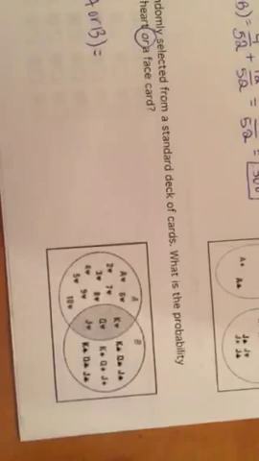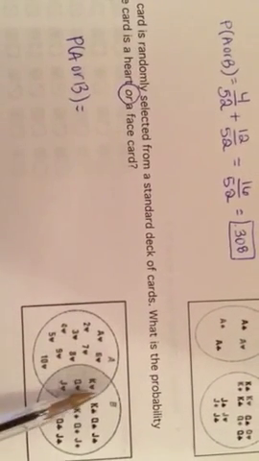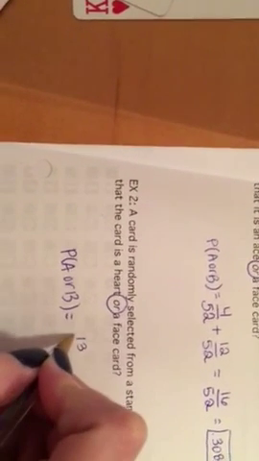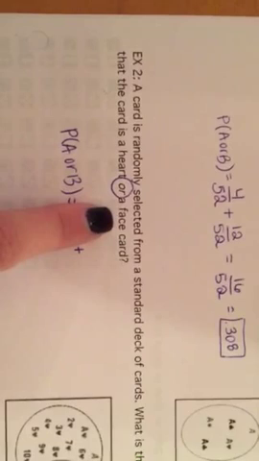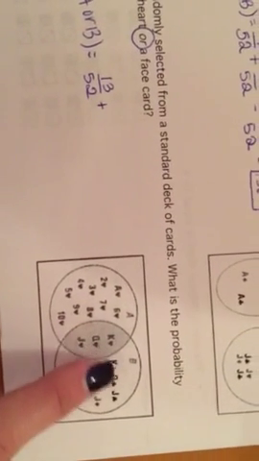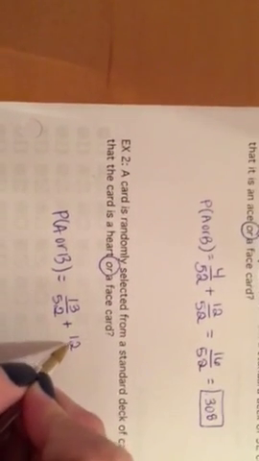So again, I have a nice little diagram. Here are all my hearts. Okay, there are 13 of them. So 13 over 52 is my probability of a heart. Plus, I need to figure out the probability of a face card. Here's all my face cards. Kings, queens, and jacks. There are 12 of them. So plus 12 out of 52.